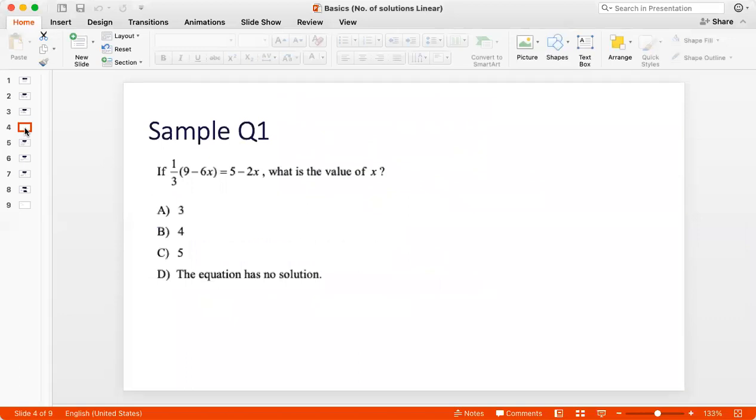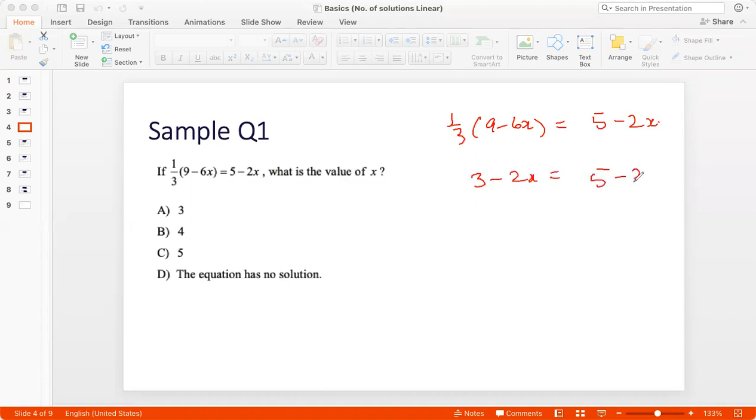But before that, we do a quick sample question of what we have learned. It says, if 1 by 3 times (9 minus 6x) is 5 minus 2x, then what is the value of x? So I solve this. I get 3 minus 2x is 5 minus 2x. And when I compare these, I get the same value for the coefficient of x on both sides, but different constant terms. And so I can't solve this equation. The answer is D. The equation has no solution.